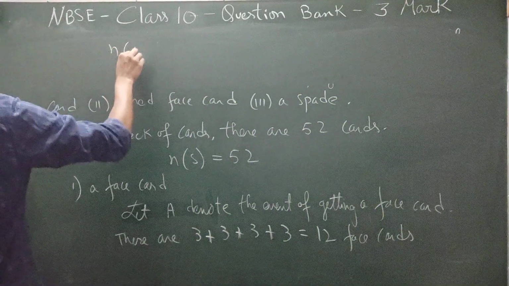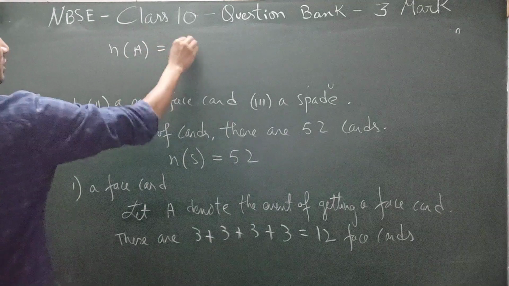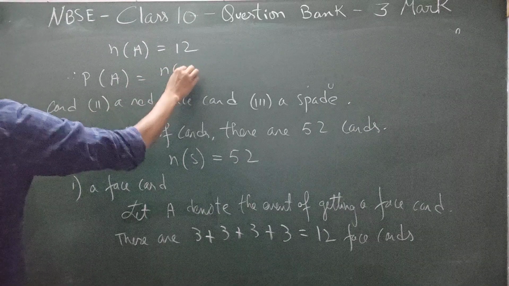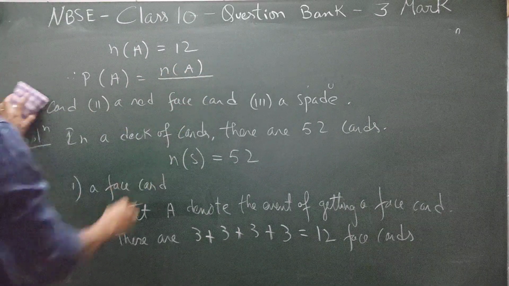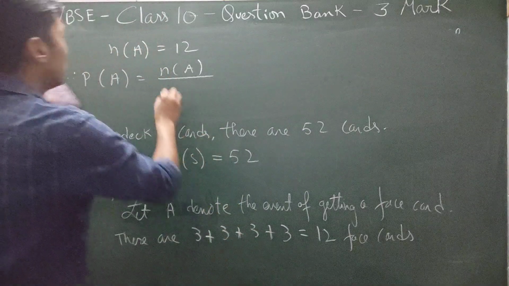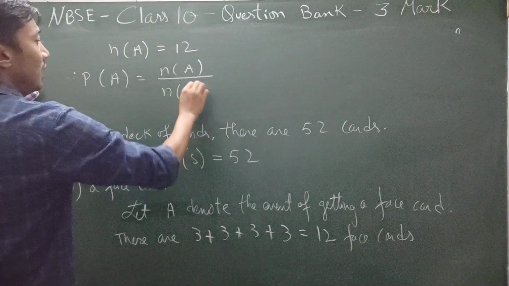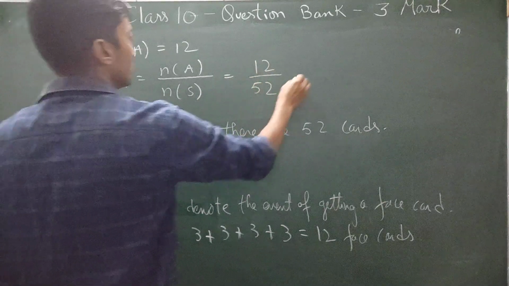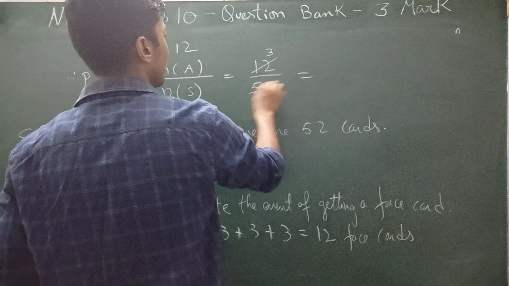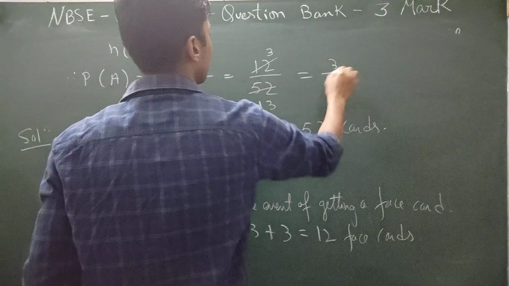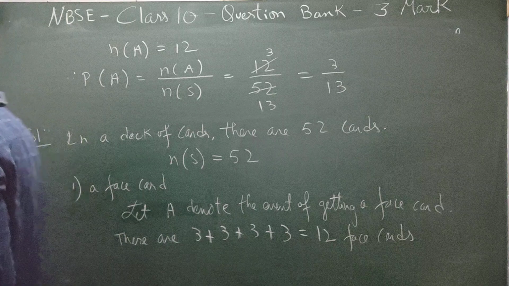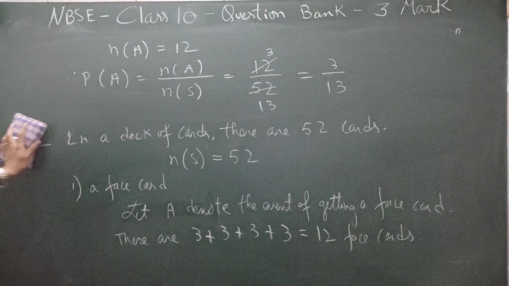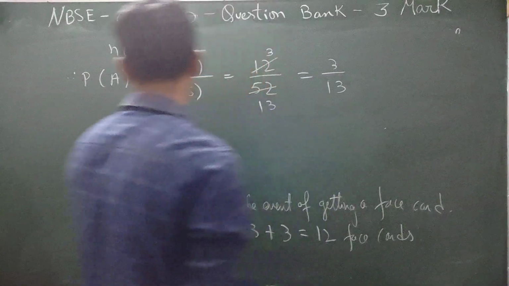That means number of favorable outcomes for the event A will be 12. So therefore, probability of getting A will be number of favorable outcomes for the event A, that is face card, divided by total number of outcomes S. So that is 12 by 52. So that's like 4 3s are 12, 4 13s are 52, so 3 by 13. Remember, probability is always less than 1. So that's 3 by 13. Alright? Okay.